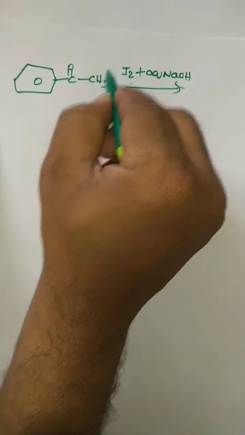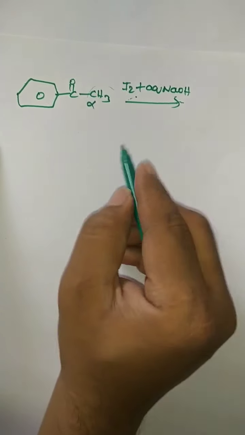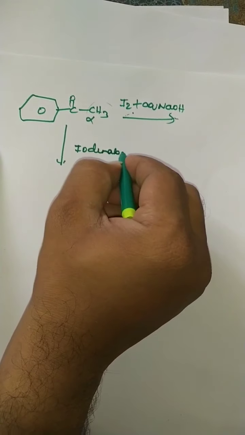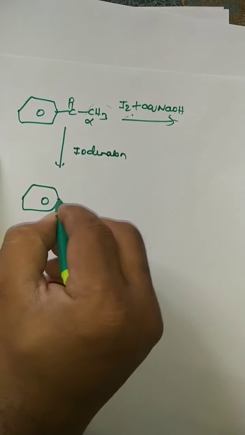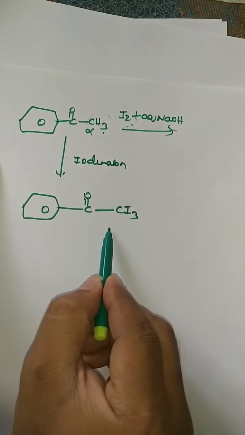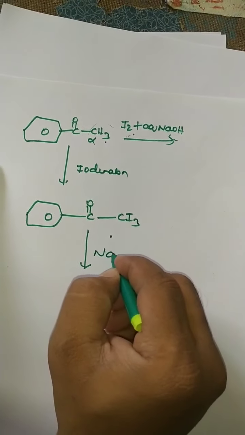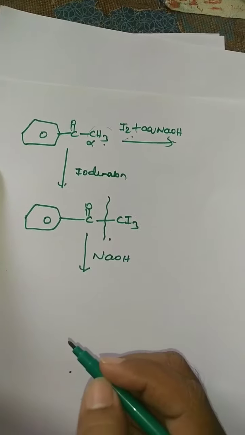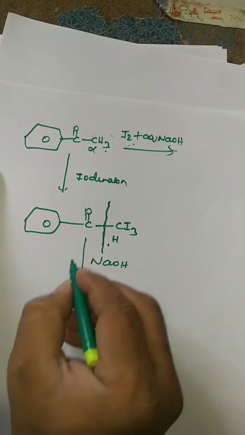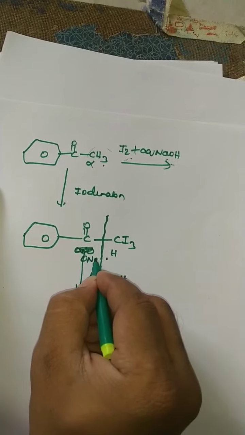Now simply what happens: multiple halogenation. Identify the alpha carbon and replace all the alpha hydrogens with iodine. So if this is subjected to iodination in the presence of NaOH, the intermediate product, directly I am writing CI3. All the 3 alpha hydrogens you replace with CI3. In the next step, in the presence of NaOH, split this. This side you keep H, this side you keep ONa. That's all. This is a technique to remember the product.